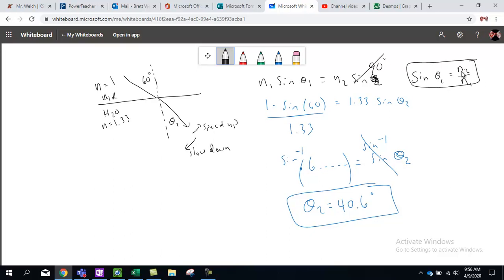Now, as a side note, we have to identify a couple of things. First, the sine of theta is only valid when it's equal to something less than 1. It can be equal to 1, but it can't be greater than 1. So if this fraction was like 1.5 over 1, this doesn't work. There is no way to create total internal reflection when the light is slowing down. You cannot do it unless the light is speeding up.